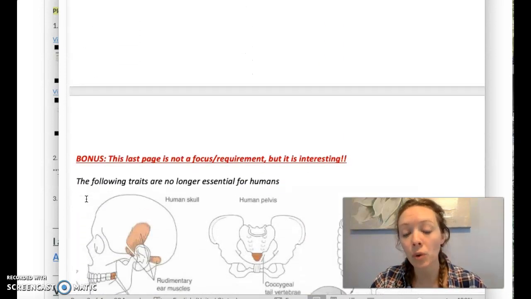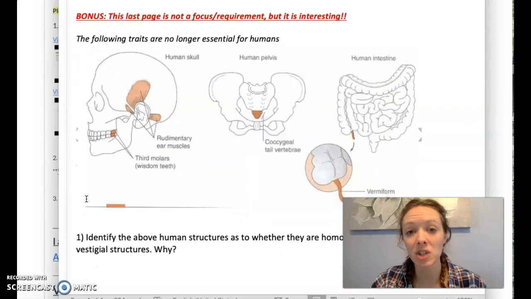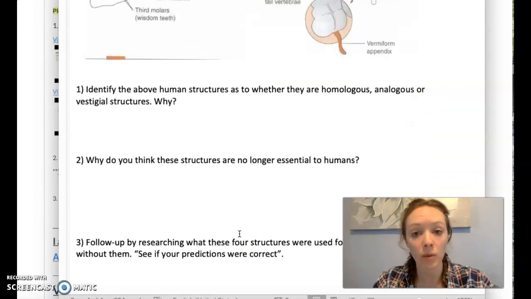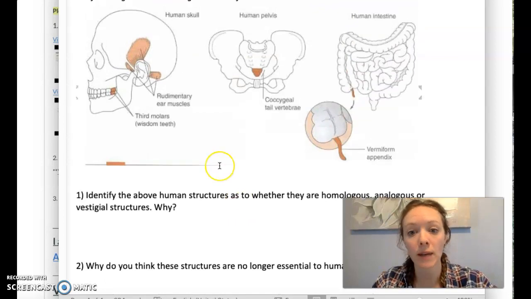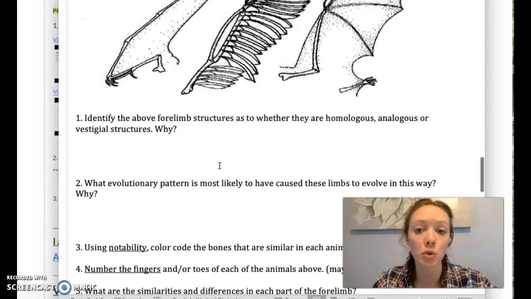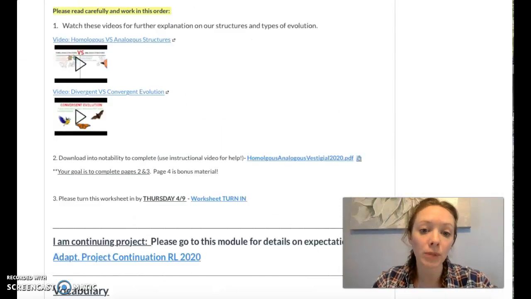There is a page 4, but this is bonus. This is on vestigial structures. These are structures that we still have, but we don't actually need. And there are explanations as to why we don't need them anymore. So if you're interested in that, by all means, you can look at it, but that is extra. My goal, again, is page 2 and 3, and then you're going to upload that right into Canvas right here where the worksheet turn in.